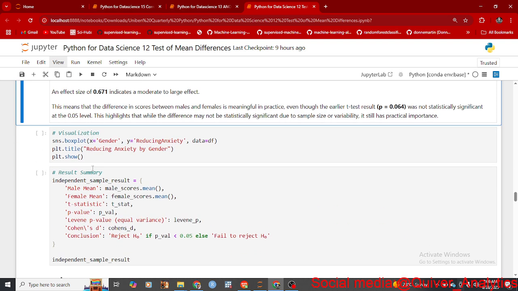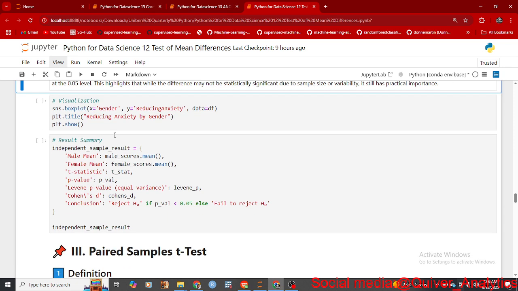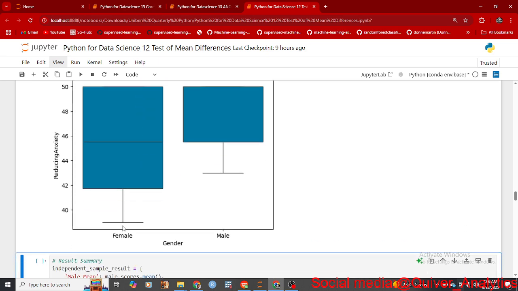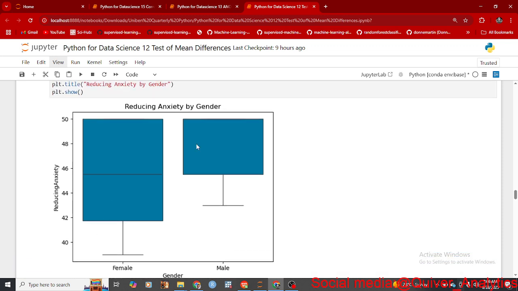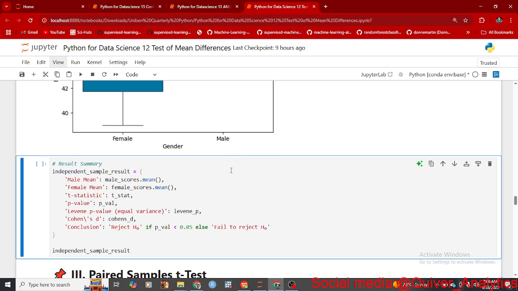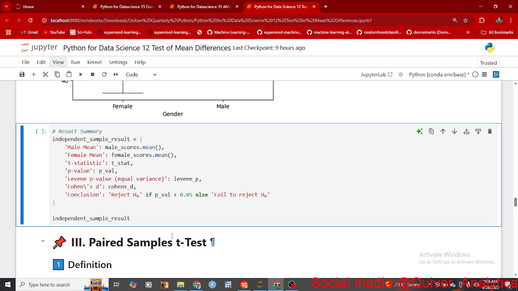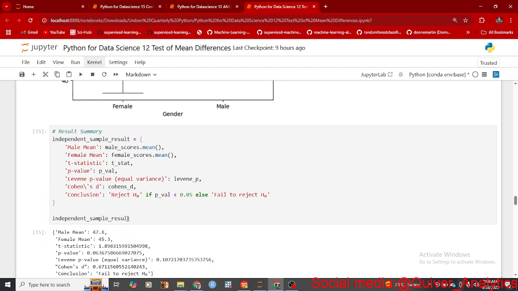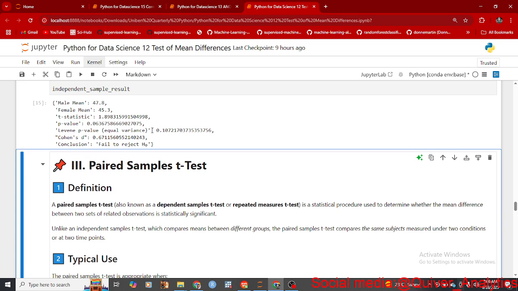All right, so to visualize the effect, you can see females have a wider distribution than males. All right, and like I said, that could be because the male distribution is not so large. So we can check the result summary here.